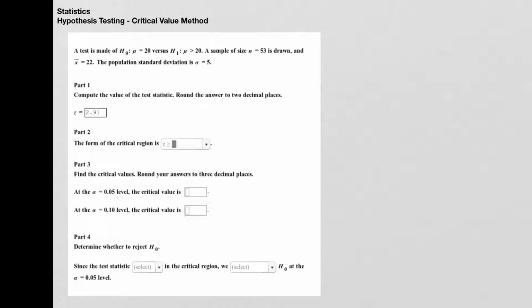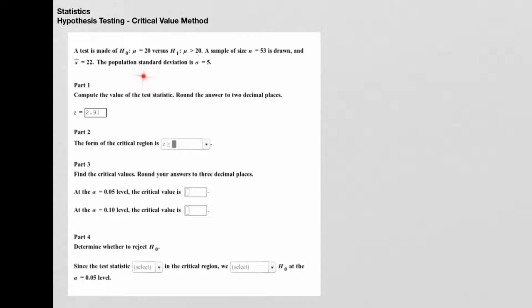In this problem, we have a test made of the null hypothesis, mu equals 20, versus the alternate hypothesis, mu is greater than 20. And we're told that a sample of size n equals 53 is drawn and x bar is 22, and that we know the population standard deviation is sigma equals 5. So this is very important.